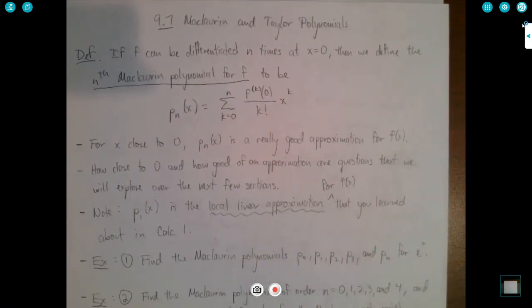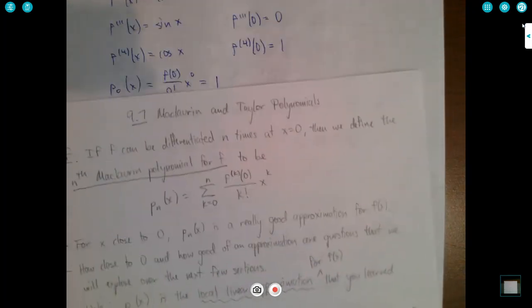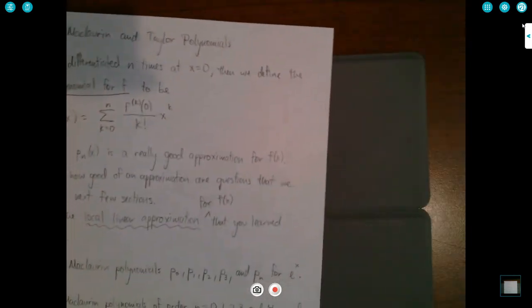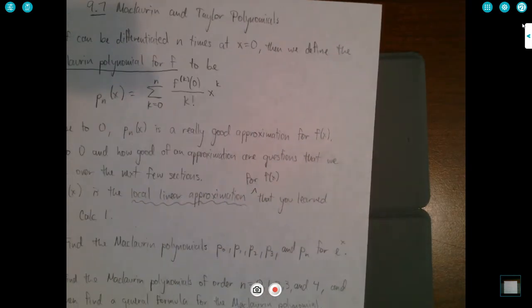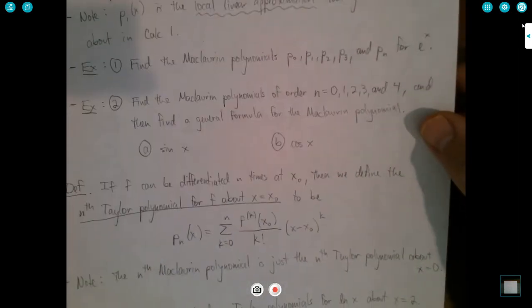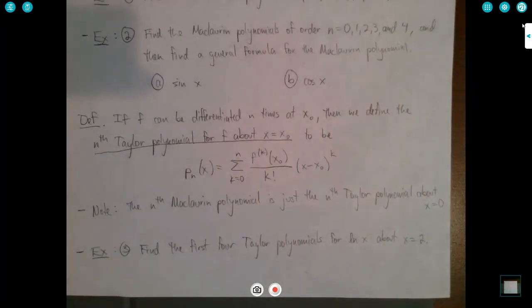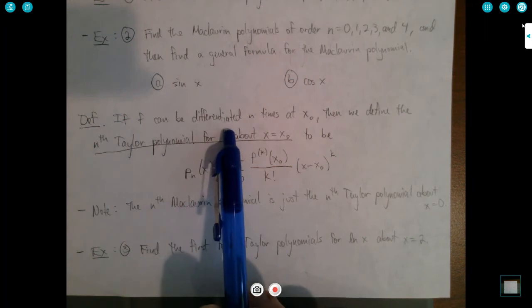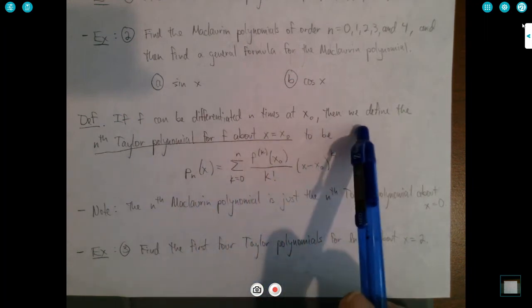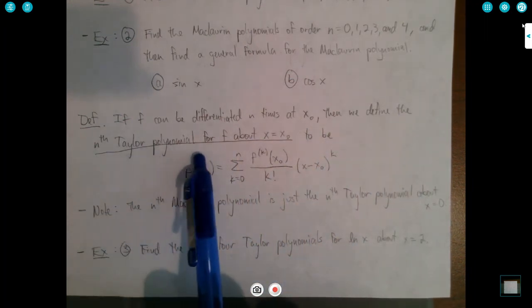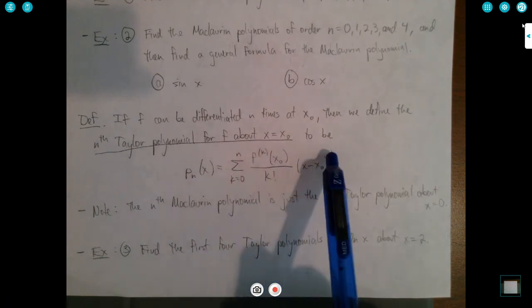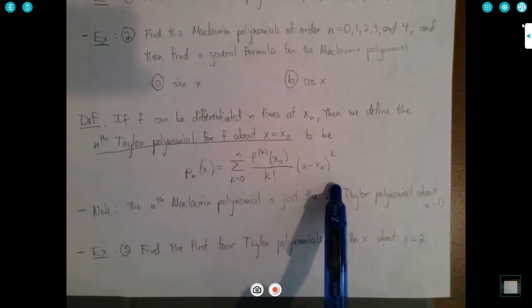So the title of this section is Maclaurin and Taylor Polynomials. We've talked about Maclaurin polynomials. We haven't talked about Taylor polynomials yet. They're the same thing, really. So it's really not a whole lot of new information. Okay. So if f can be differentiated n times at x naught, then we define the nth Taylor polynomial for f about x equals x naught to be this monstrosity.